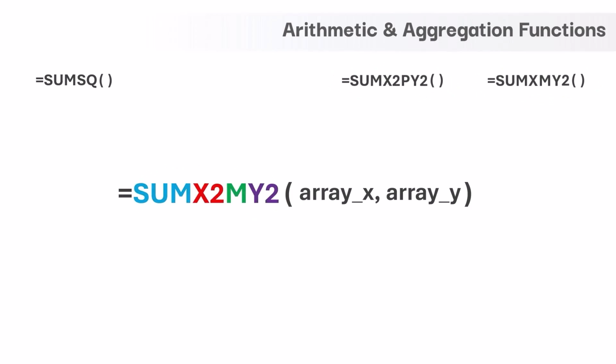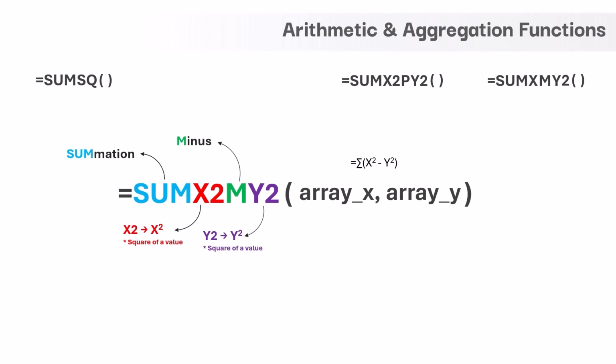This function name has four different elements. First is the name sum, which stands for summation. The second is x2, which stands for x square, or in simple words, it represents the square of any number. Next is the letter m, which stands for minus. The last is y2, and similar to x2, this also represents the square of another number. So basically, this function will find the square of each value of two input arrays, find the difference between each of the square values, and then finally sum up all those values.